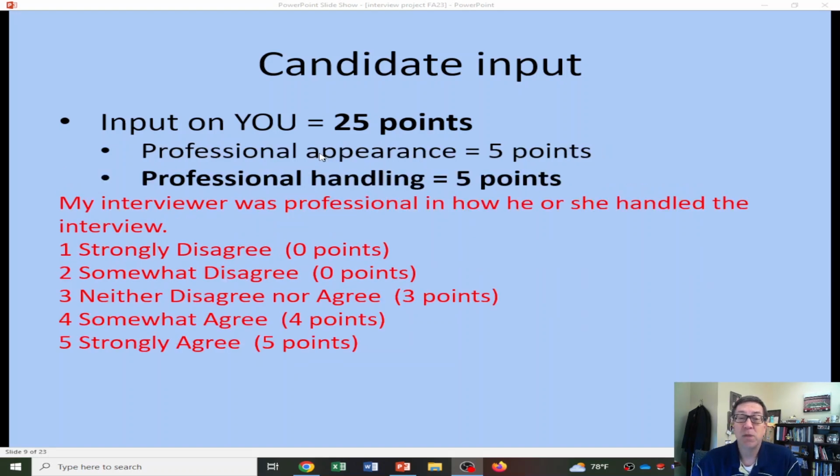Second thing we're going to look at is how you handled the interview. If you're professional, they'll probably give you 5. Again, strongly disagree to strongly agree. There really shouldn't be any reasons why they strongly or somewhat disagree. Even if you're nervous, if you seem to be handling the thing, the pace goes well, the questions make sense, you take the time to listen to their answers, but how do you handle the interview? Worth up to 5 points.